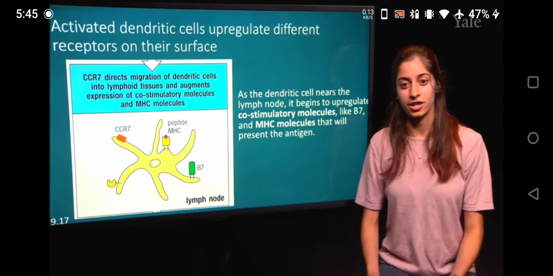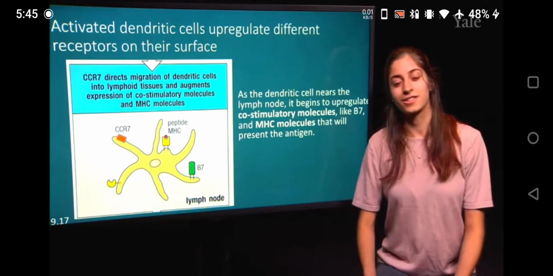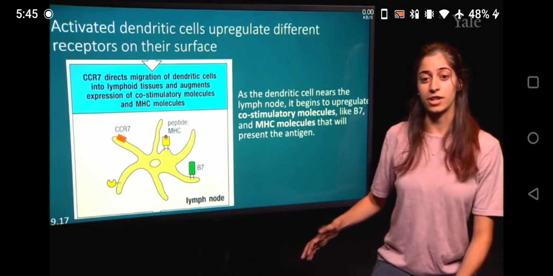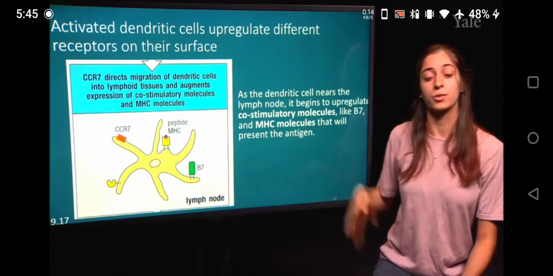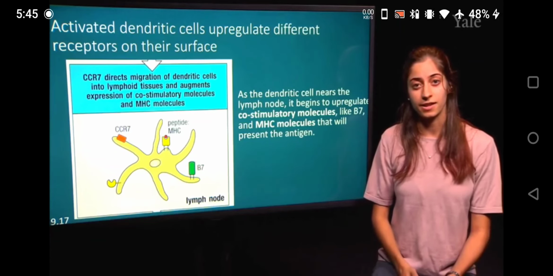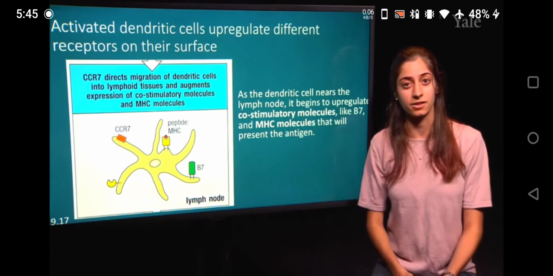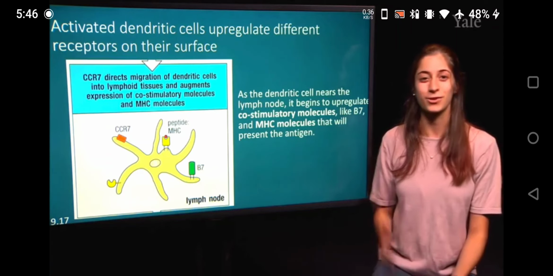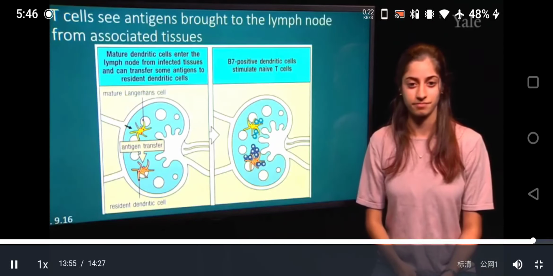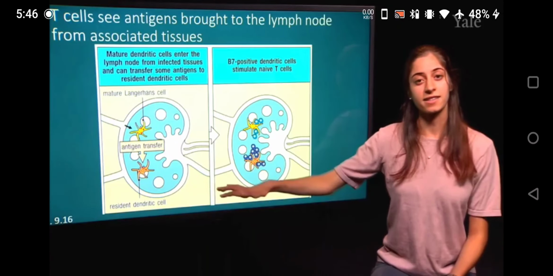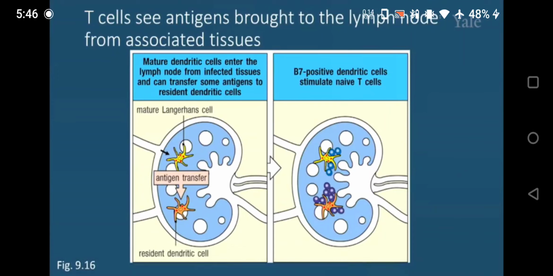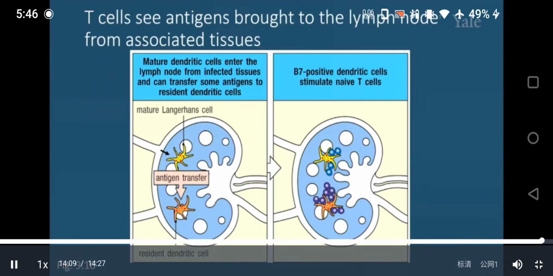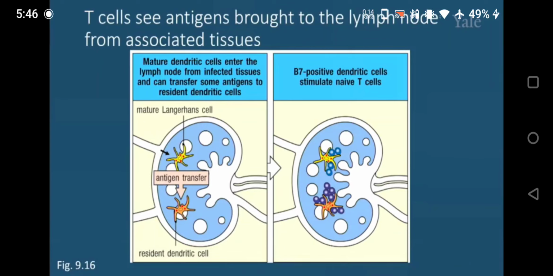During this migration, other things are also happening. The dendritic cell is upregulating the expression of co-stimulatory molecules called B7 and the MHC molecules that will present the antigen. Both of these things become essential for delivering the 3 signals that T cells need to become activated, so keep them in mind as we move forward. Once the dendritic cell gets into the lymph node, it can start presenting the antigen to T cells. It may also hand off its antigen to other dendritic cells that are already located in the lymph node. These dendritic cells will help share the load for presenting antigen to T cells.